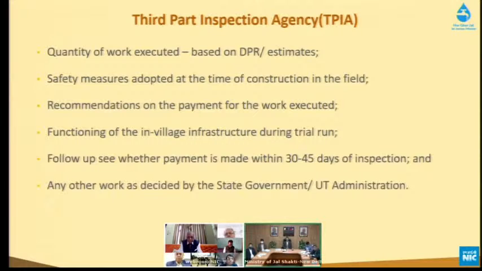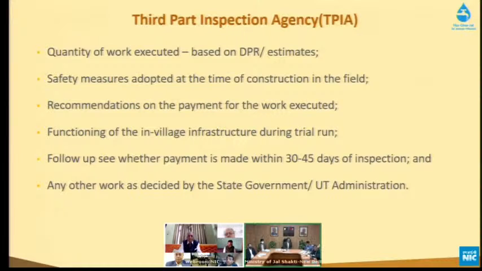Quantity of the works to be executed should be as per the DPR and estimates. You all know, I don't have to say this. Safety measures are to be adopted at the time of construction, especially when people are working in elevated areas, both at the top as well as at the bottom. Ensure that people wear proper hats, so that they don't get hurt when they work at top elevations.